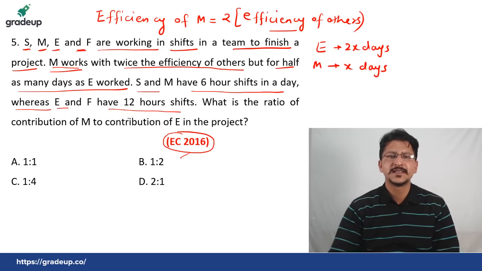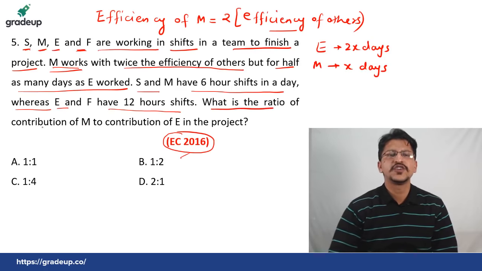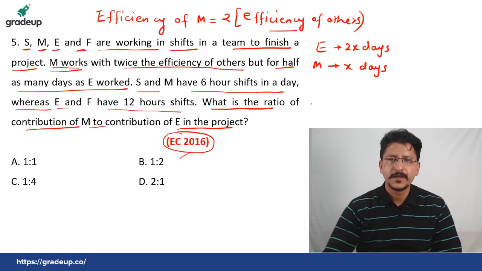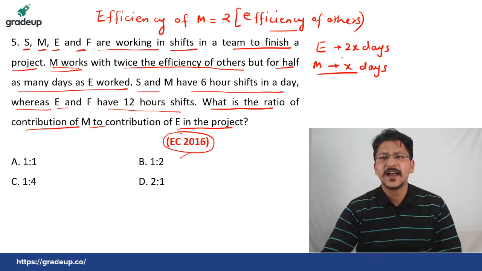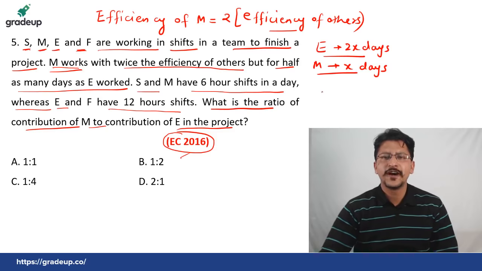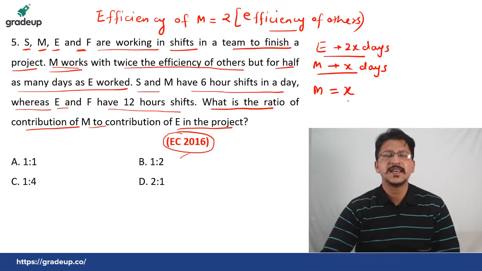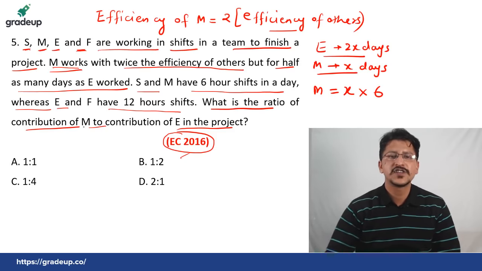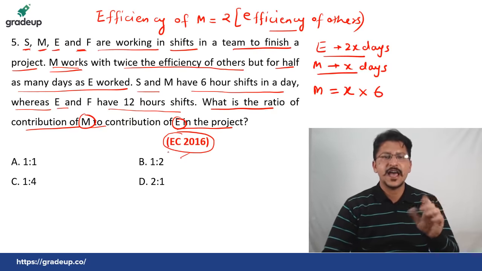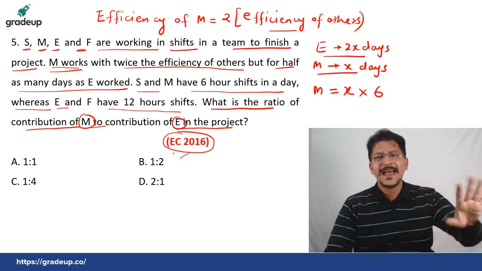Okay, please see this. It is asked, what is the ratio of the contribution of M to the contribution of E in the project? First of all, I have given that M works for x days, then E works for 2x days. So the contribution of work for M: M works for x days on a 6-hour shift. We are just concerned with M and E. We are not concerned with S and F here. First of all, this is clear. You leave S and F aside.